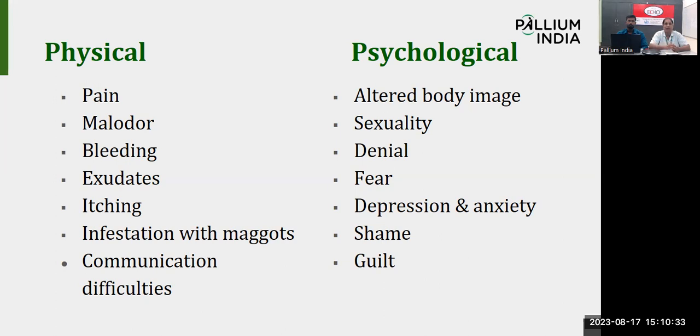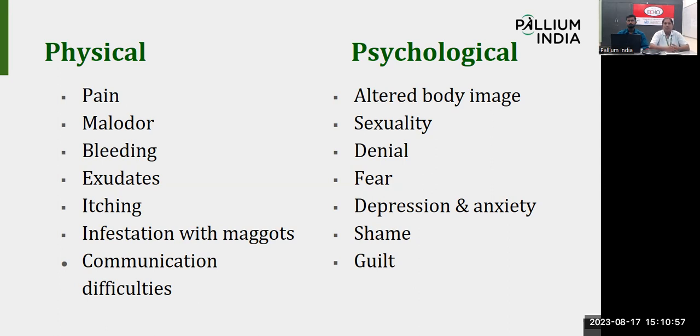Then infestation with maggots. We know that maggots are mainly because of flies, right? The household flies will be sitting on the wound and breeding there. So infestation of the wound can also cause physical problems to the patient. Then communication difficulties. Because of these problems the patient will have difficulty in communication. They will not be able to express their feelings, right?